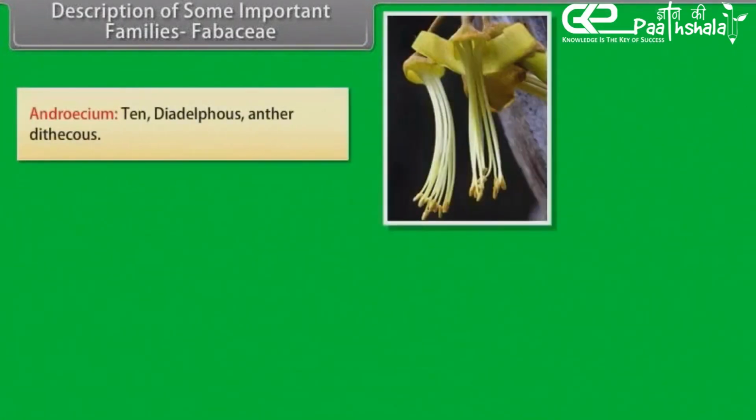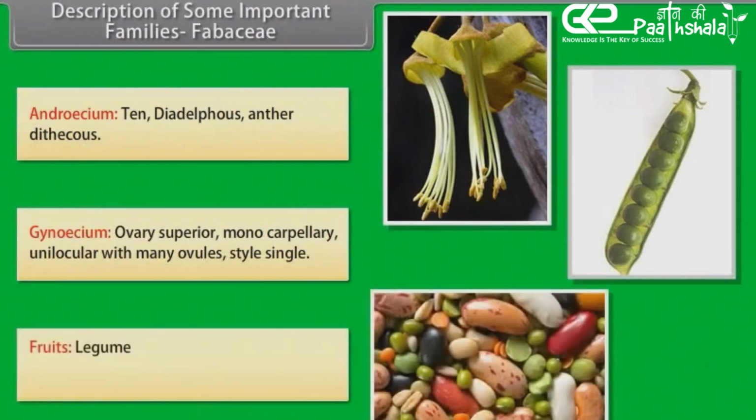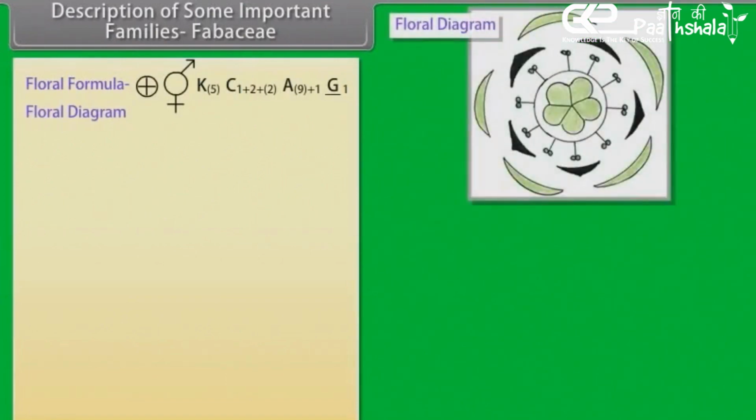Androecium, 10, diadelphous, anther dithecous. Gynoecium, ovary superior, monocarpellary, unilocular with many ovules, style single. Fruit: legume. Seed, 1 to many, non-endospermic. Floral formula is shown, and this is the floral diagram.